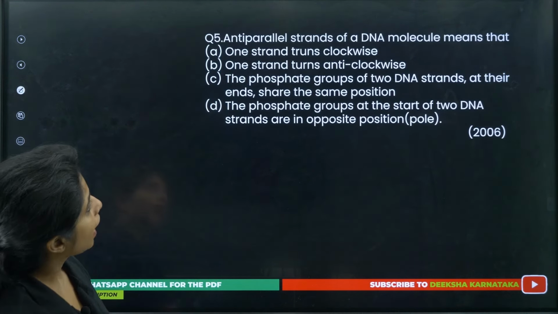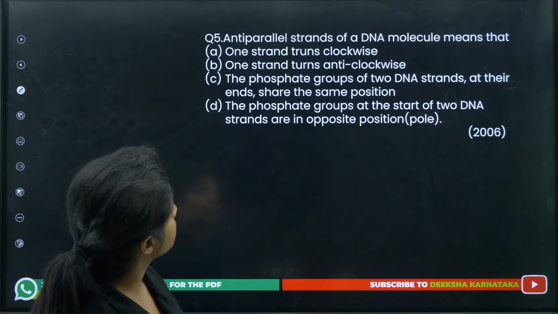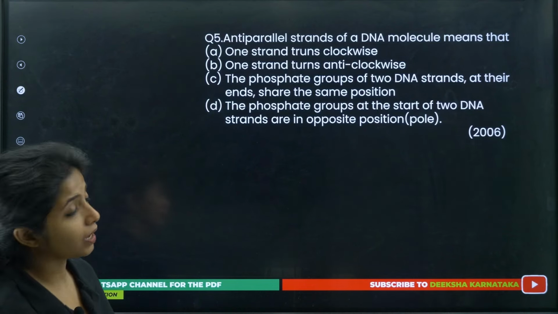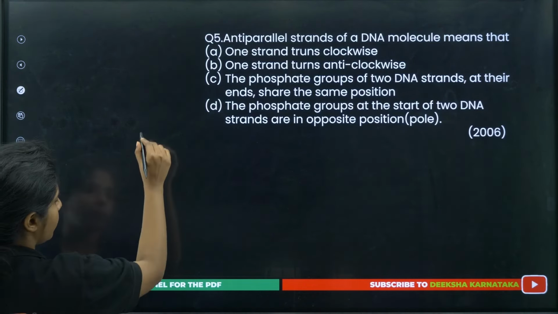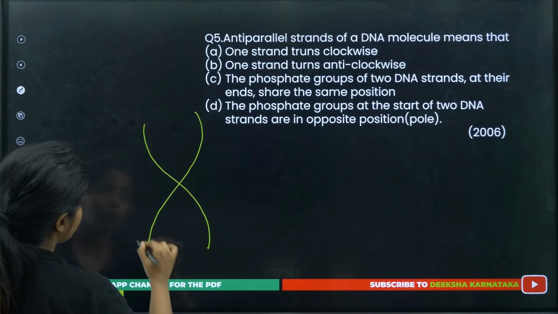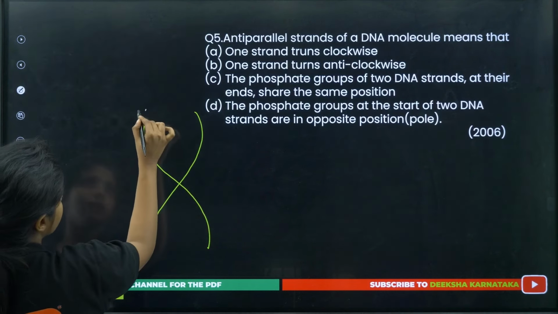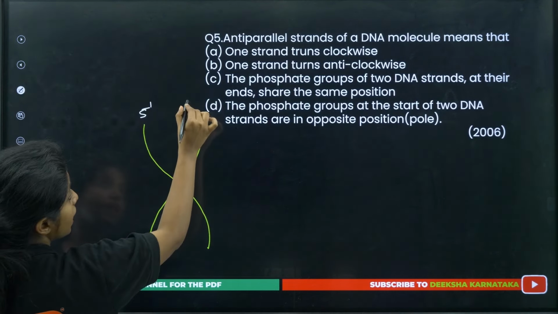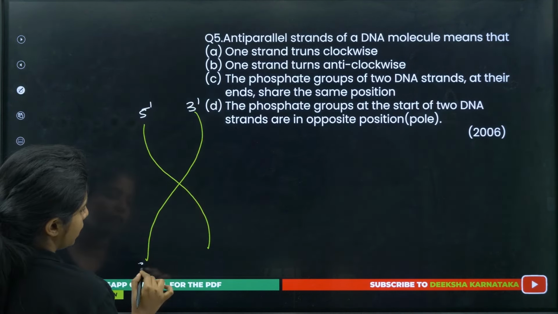Going ahead. Antiparallel strands of DNA molecule means that one strand turns clockwise. We say that DNA runs antiparallelly. I told you, if the 5' end is free, it will be over here. If the 3' end is free, it will be over here. Similarly, the 5' end is over here.